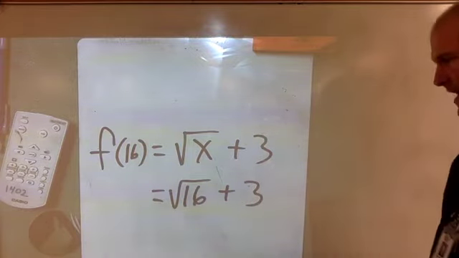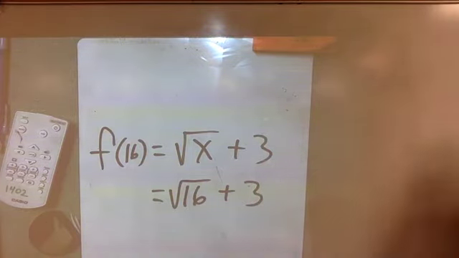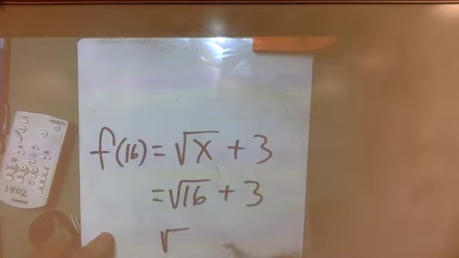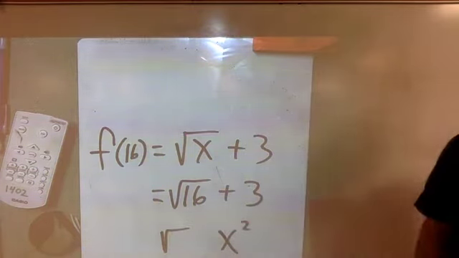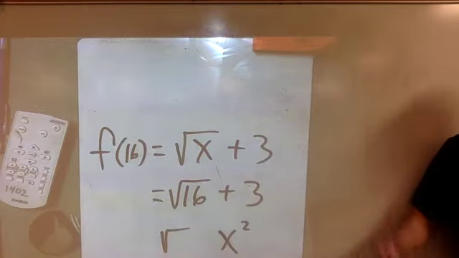So in case you forgot, a square root is the opposite of an exponent raised to the second power. So for example, let's start with the number 4.